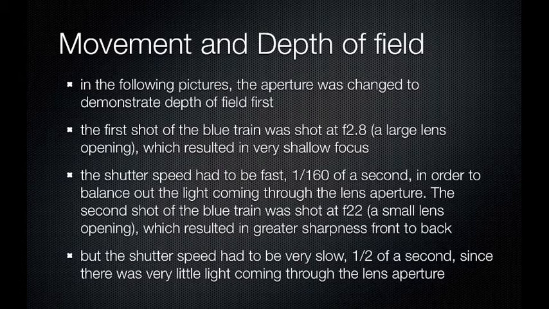through the lens aperture. The second shot of the blue train was shot at f22, a small lens opening which resulted in less light coming into the camera, but it also resulted in greater sharpness front to back. But the shutter speed had to be very slow, 1/2 of a second, since there was very little light coming through the lens aperture. So there's the first shot.